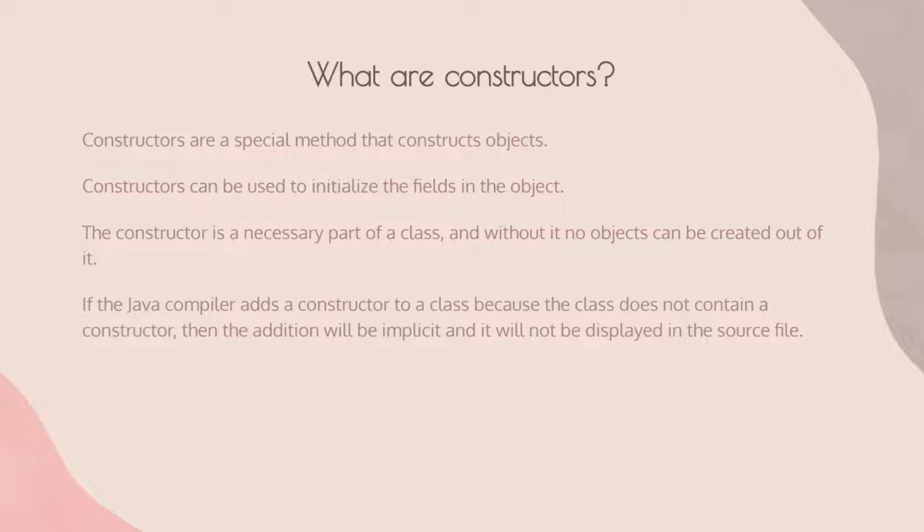If the Java compiler adds a constructor to a class because the class does not contain a constructor, then the addition will be implicit and it will not be displayed in the source file. However, if there is already a constructor in the class, the compiler would not add another one.